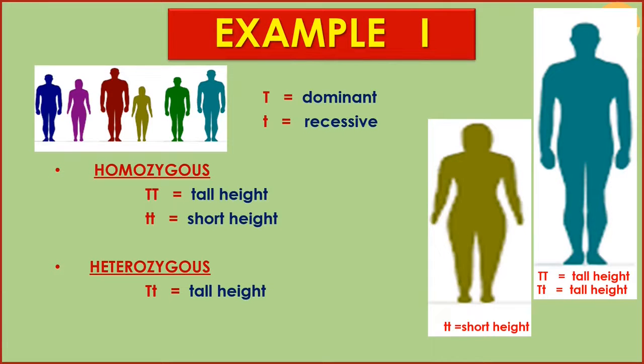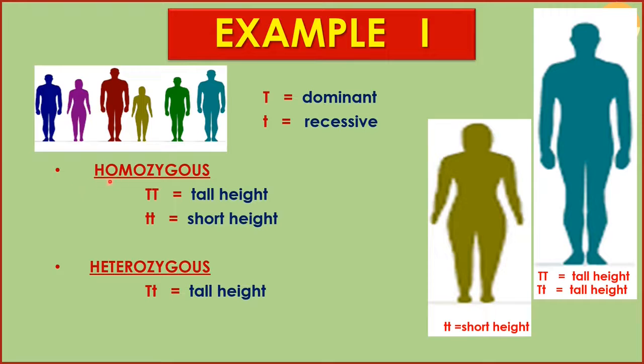For understanding the law of dominance, we will not discuss the variety of heights. We will take only two heights. One is short height and the other one is tall height. Here capital T is representing the dominant character, which is for tall height, and small t is representing the recessive character, which is for short height.